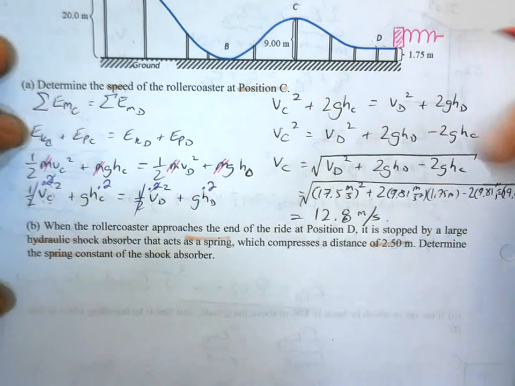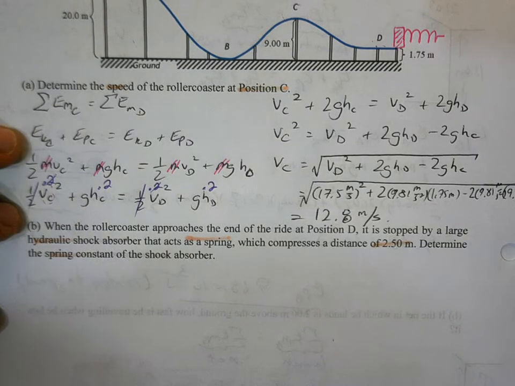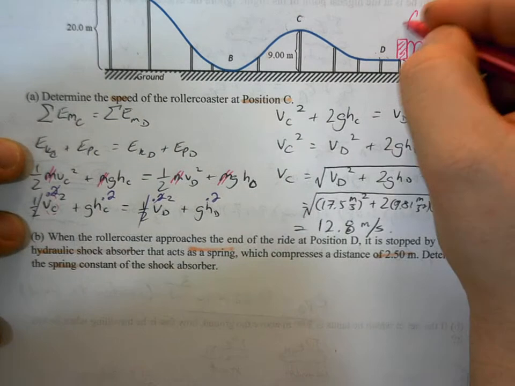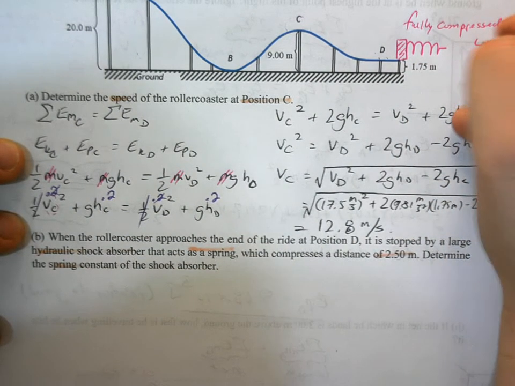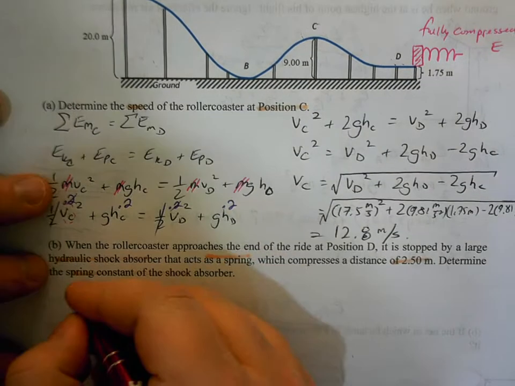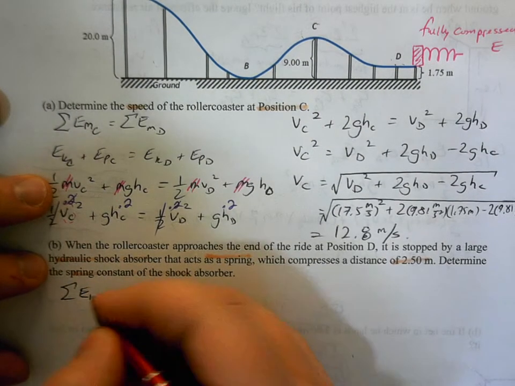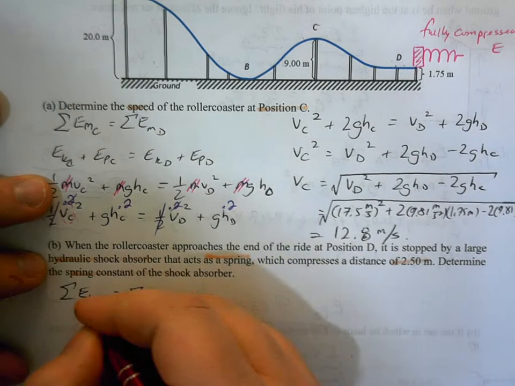And we're going to compress this. This will make this a little bit more challenging. So what we'd like to do, and I'm going to call the spring when it's fully compressed, I'm going to say when it's fully compressed, that's position E. So what I can say is that my total mechanical energy at E is going to be my mechanical energy.